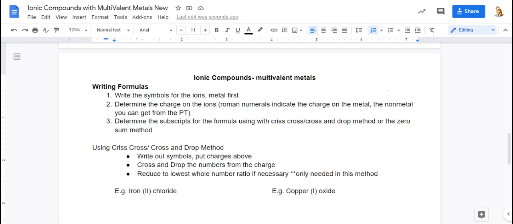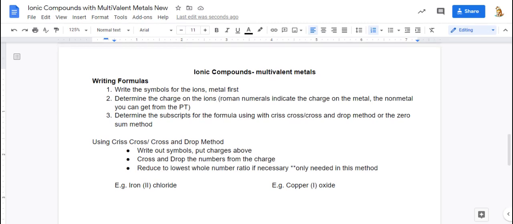Determine the subscripts for the formula. Use either the crisscross, cross and drop method or the zero-sum method. It's up to you which one you use. If you use the crisscross and drop method, you're going to write out the symbols, putting the charges above. Cross and drop the numbers from the charge. Reduce to the lowest whole number ratio if necessary. This is only required in this method. It'll work itself out for the zero sum.